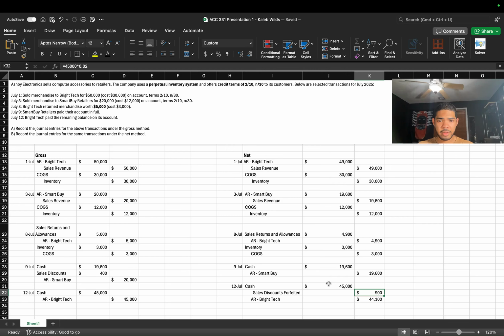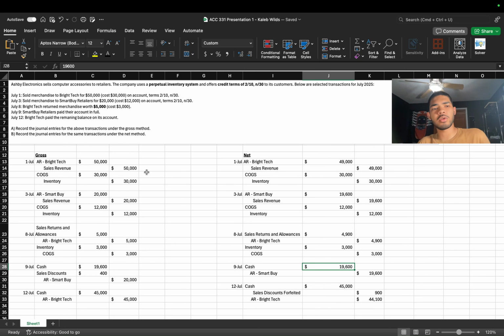And that's pretty much it for the net approach. As you can see, across gross and net, you do end up with the same ending balances. So the cash, how much Brightech actually pays is 45,000 under the gross. They end up paying the same amount under the net. Smart Buy ends up paying 19,600 under the gross, same amount under the net. The difference is just kind of where the discounts get split up, as well as the revenues are a little bit different too.